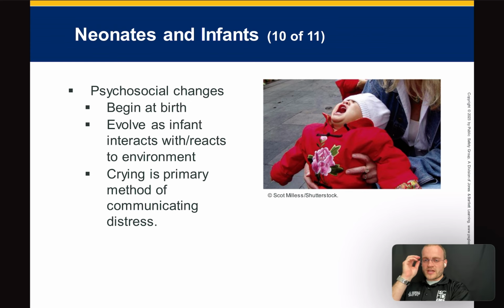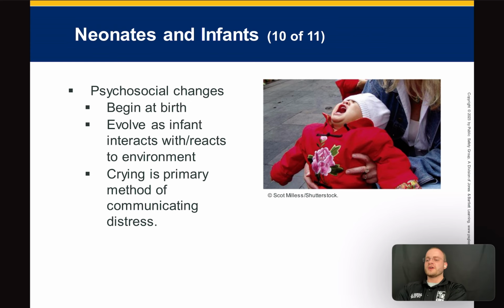But anyways, the psychosocial changes, right? It begins at birth, right? Infants are constantly interacting with their environment, right? And they're reacting to their environment, just as mammals do. And just be aware that a crying baby is a healthy baby, right?